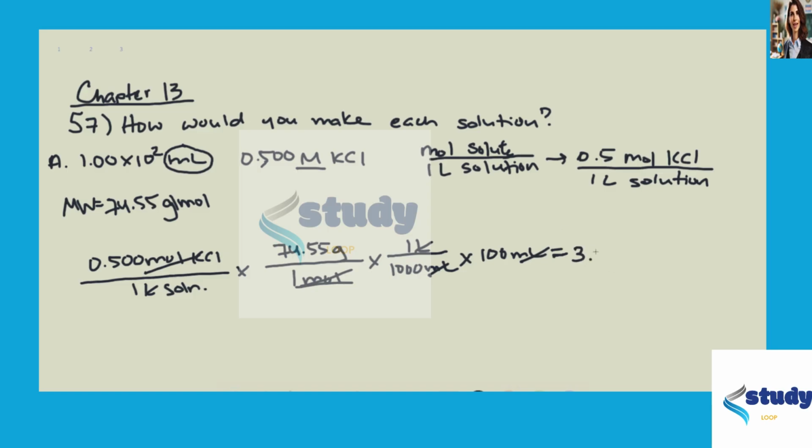So this ends up being 3.73 grams of potassium chloride that you will want to dissolve in enough water to total 100 milliliters.